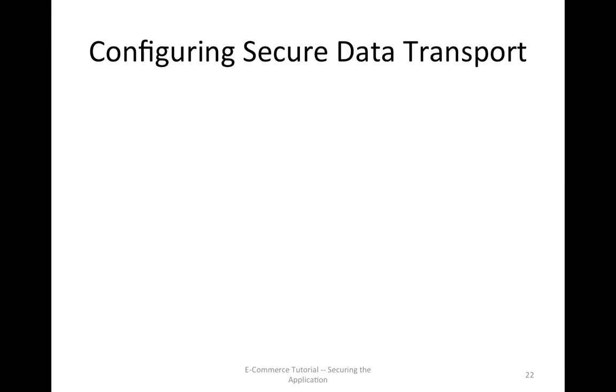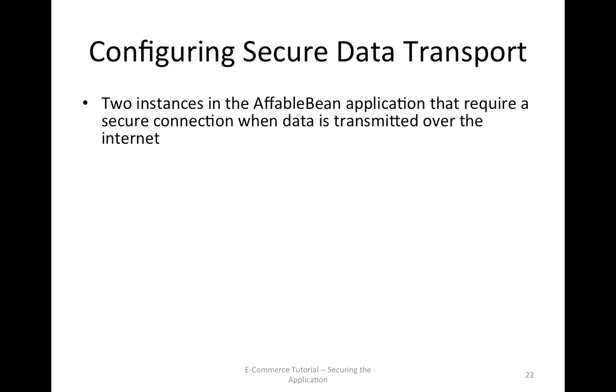Our last task is to configure secure data transport. There are two instances in the affordable bin application that require a secure connection when data is transmitted over the internet. The first one is when a user initiates a checkout process. On the checkout page, a user must fill in his or her personal details to complete an order. This sensitive data must be protected while it is sent to the server. The second one is when a user logs into the administration console, as the console is used to access sensitive data, that is customer and order details.